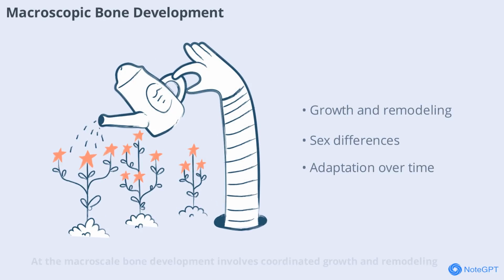At the macro scale, bone development involves coordinated growth and remodeling. Long bones grow in length and diameter, with bone added to the periosteal surface and removed from the endocortical surface. These processes differ between sexes, with females typically completing growth earlier. The result is a skeleton that is both strong and adapted to individual needs and life stages.